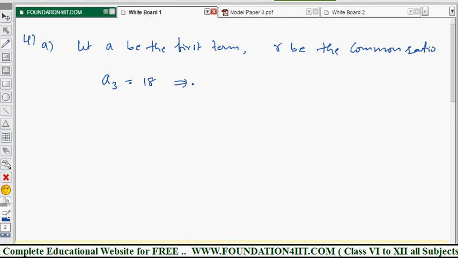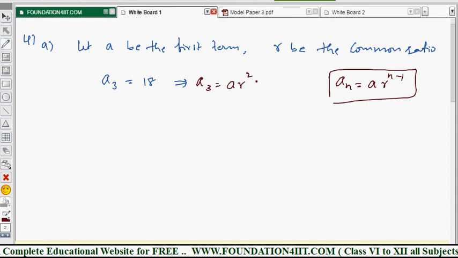So we know the AN formula in geometric progression. AN is equal to A into R to the power n minus 1. So by using this formula, here A3 is equal to A into R to the power 2, that is equal to 18. So that will be equation 1. And one more is given, seventh term, so A7, that is 35 by 9. Now using this, A into R to the power 6 is 9 3s are 27 plus 5, so 32 by 9. Okay, this is the second equation.